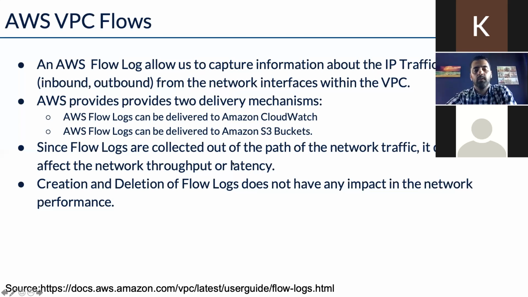Since flow logs are collected out of the path of the network traffic, something important is that it does not affect the network throughput or latency, right? One might think that collecting so much information is going to degrade the network performance or latency, but according to Amazon, that does not happen, right? And the creation and deletion of flows does not have any impact on the network performance. This is really good, right?